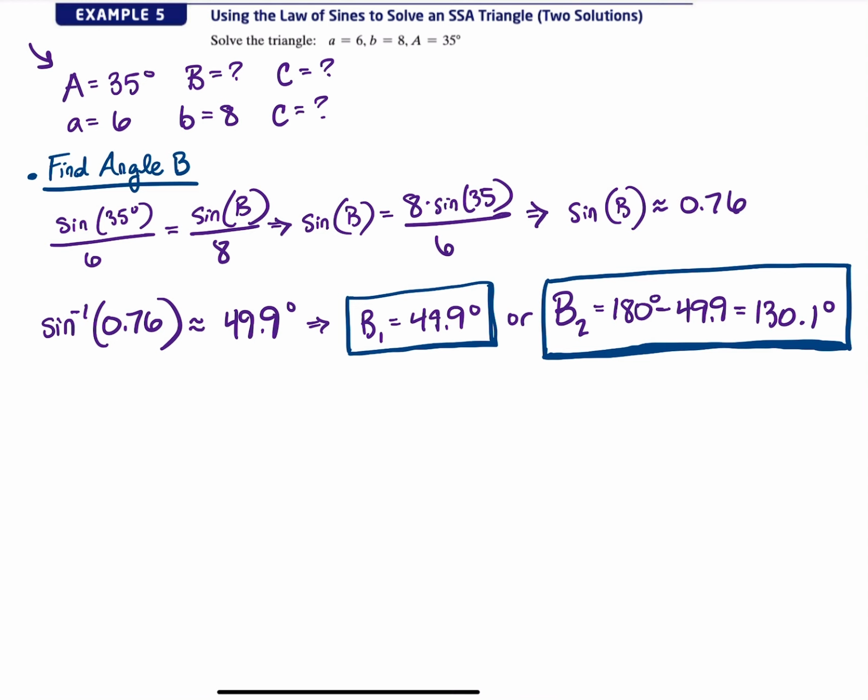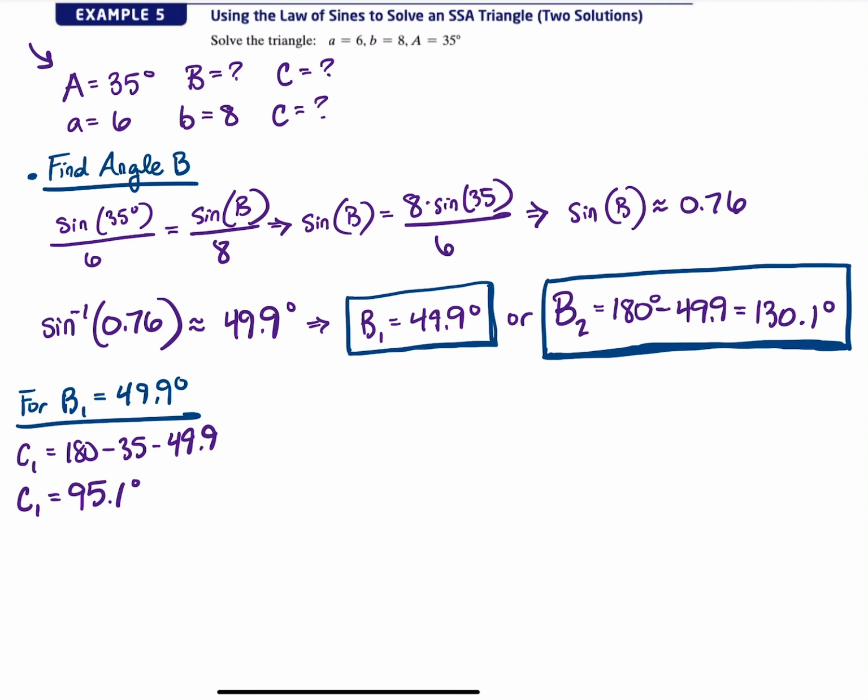I can say for when we have our first B angle, B1, B equals 49.9 degrees. Let's find what angle C would be if B is 49.9. So I'll call that C1. That should be 180 minus 35 minus 49.9. So C1 should be equal to 95.1 degrees.